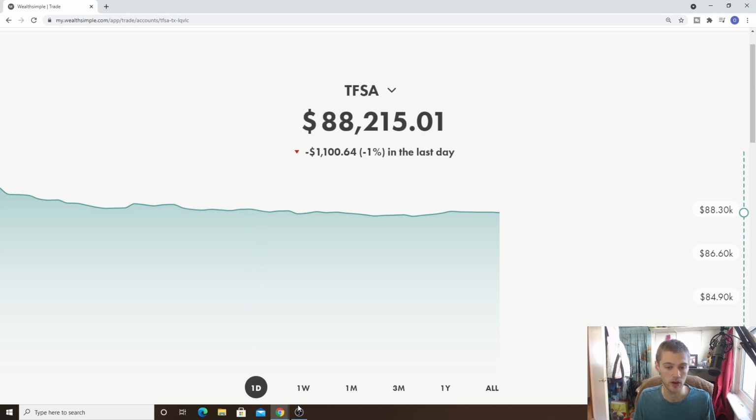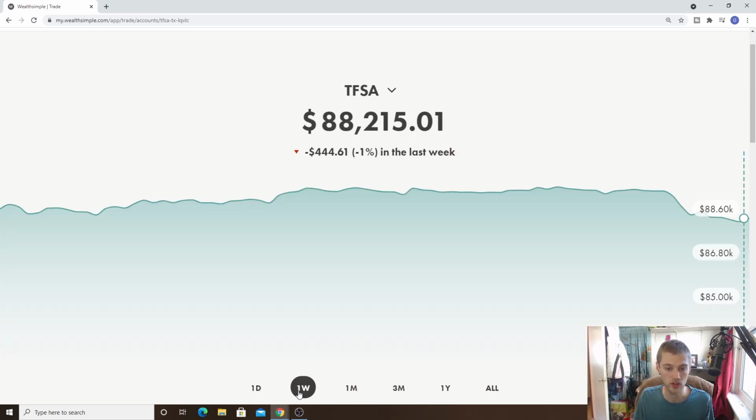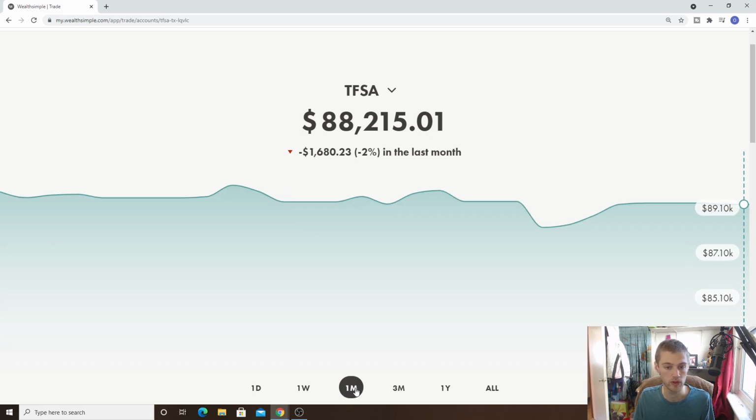But over the past week, we're down 1%, which is about $1,000. Over the past month, we're down 2%, which is almost $2,000. So the past month or so has actually been a bit of a dip, which is the first dip we've gotten this year, which is kind of interesting.